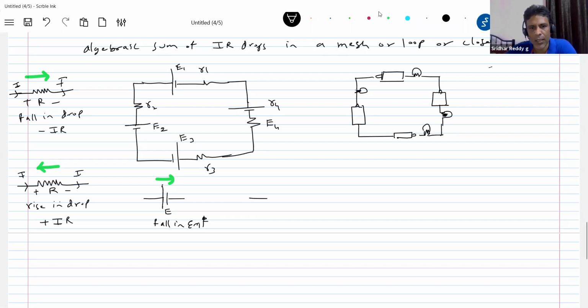Similarly, this is a cell with EMF E, so you should call this a fall in EMF and write minus E. This is a convention; to use KVL, I'm introducing this convention. What is this arrow? The direction of traverse. So this now becomes a rise in EMF, plus E.